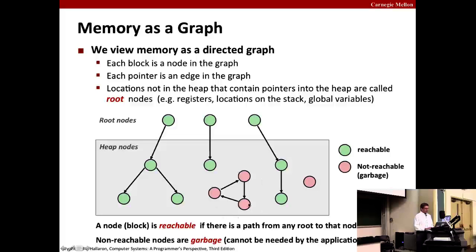Nodes that aren't reachable are garbage because there's no way to get to them from the root nodes. There's no node inside the heap that points to them, and there's no root node that points to them. Basically, there's no path from a root node that will get you to one of these non-reachable, or garbage, nodes. Since they're non-reachable, the application will never be able to reference them in the future, so we can predict with certainty that those are garbage and they can be freed. After we free these, they're removed from the graph.